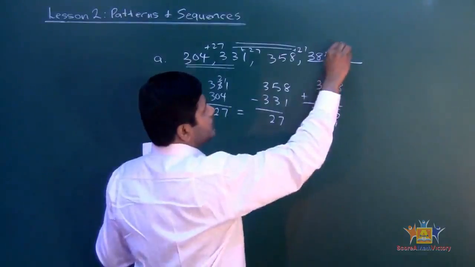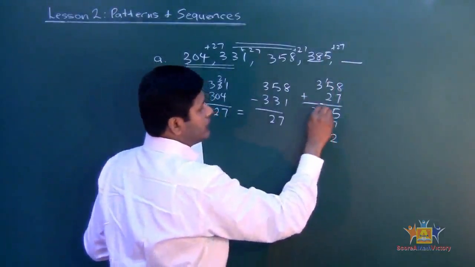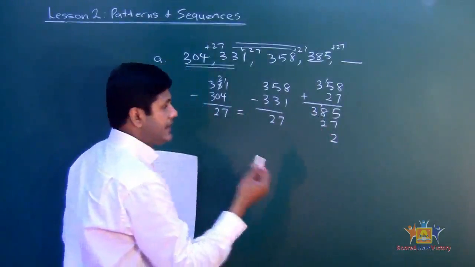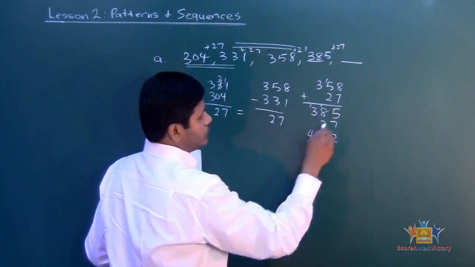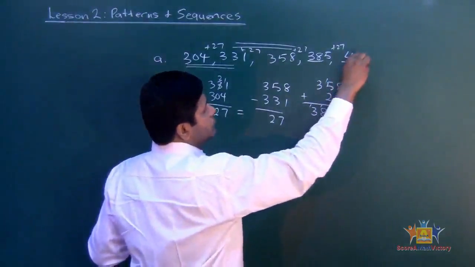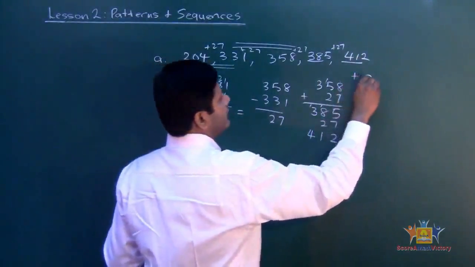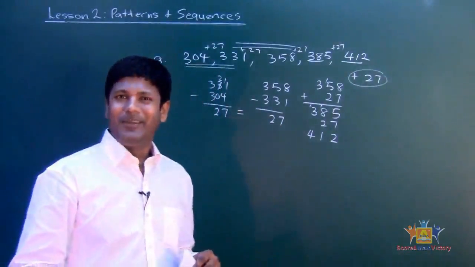And for the other one, we add another 27. So 5 plus 7 is 12. So 2, carry 1. 1 plus 8 is 9. 9 plus 2 is 11. So I put 1, carry 1. 1 plus 3 is 4. So that gives me 412. So what type of pattern is this? Plus 27. Plus 27 is the pattern. See that? Pretty easy, isn't it?